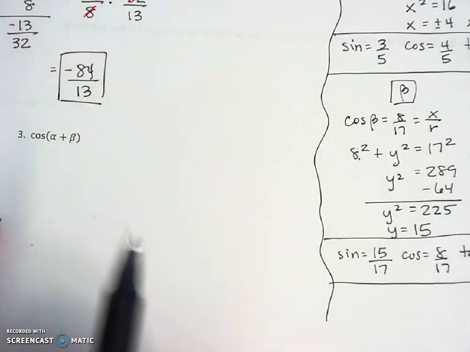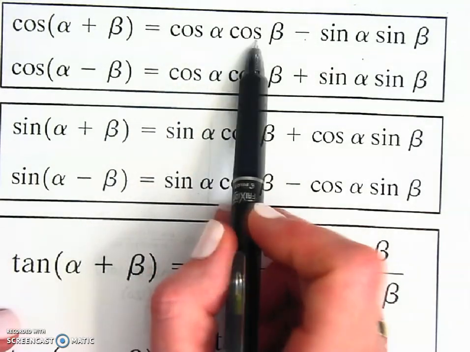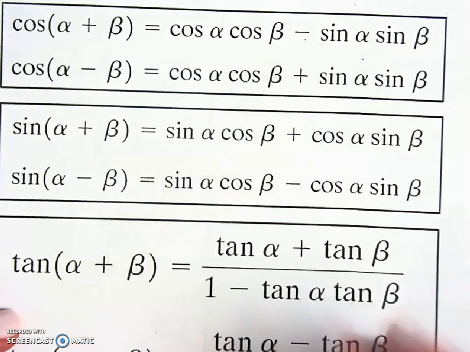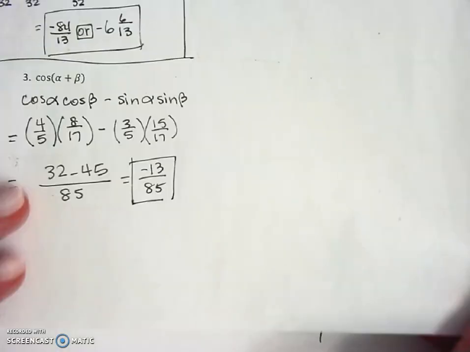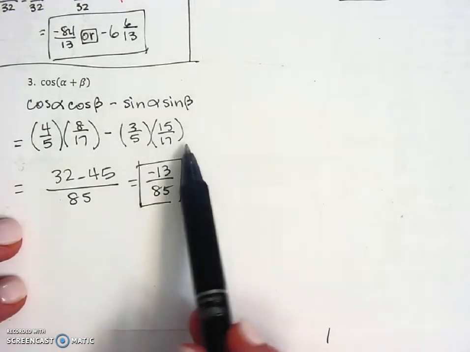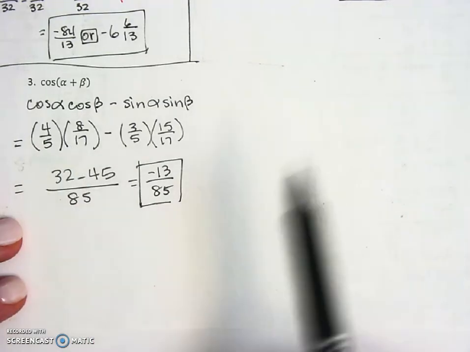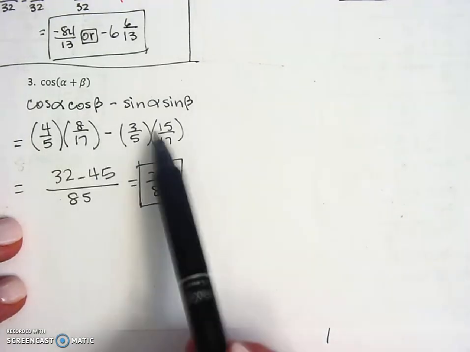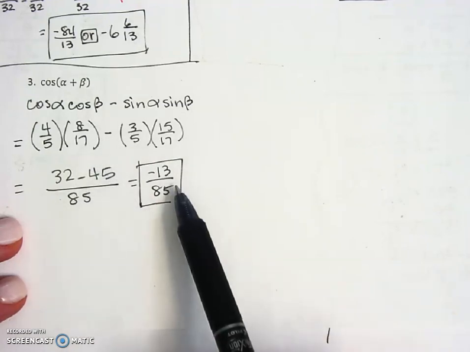Number 3 was the sum formula for cosine. So that's here: cosine alpha times cosine beta minus sine alpha times sine beta, using the ratios that we came up with earlier. So 4/5 times 8 over 17 minus 3/5 times 15 over 17. Multiply the numerators and the denominators. So you're doing the multiplications first individually and then subtracting after that. And you should have had negative 13 over 85.